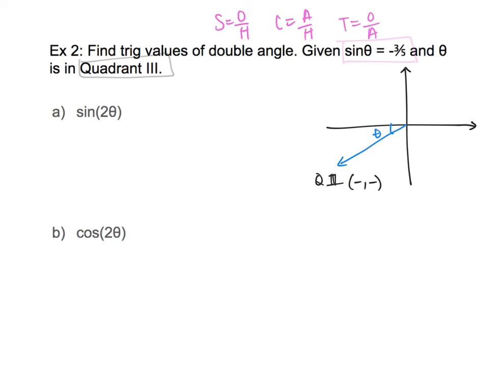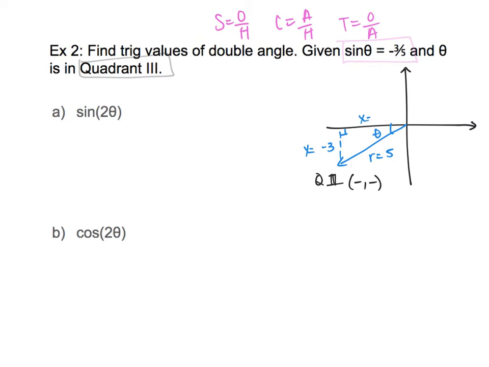And so this angle has an opposite of -3. That's the y value in this case. And then r here is 5, the radius or the hypotenuse here is 5. And so I don't know what the x value is.